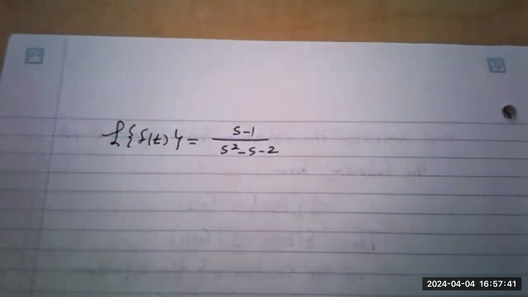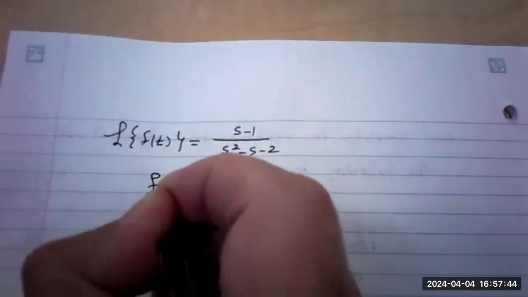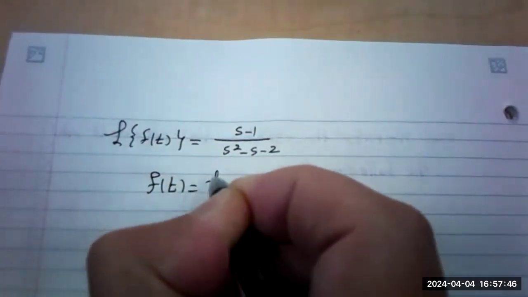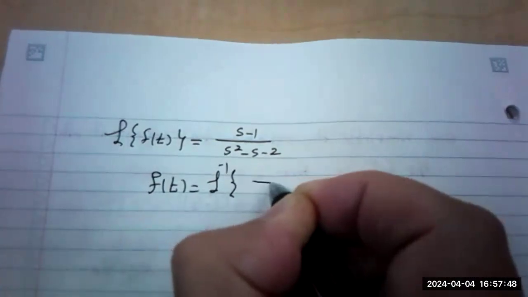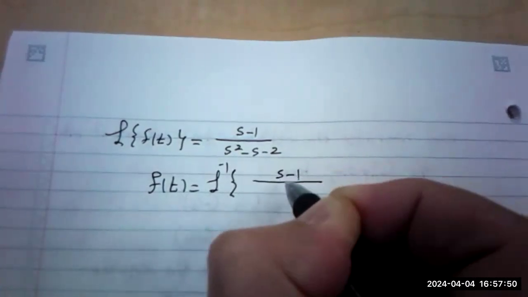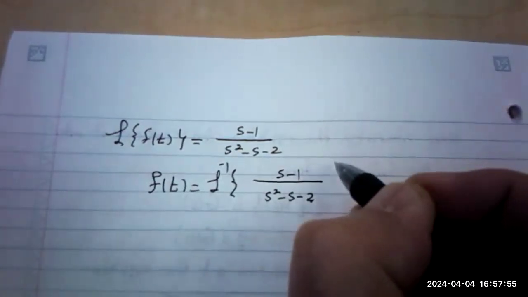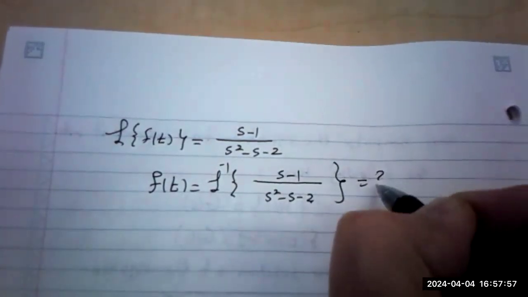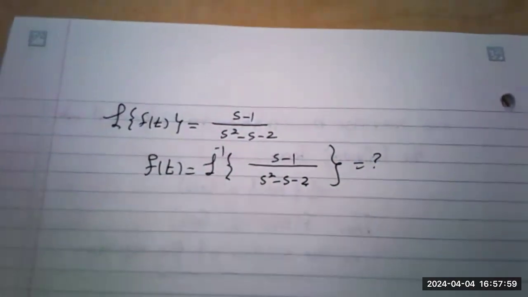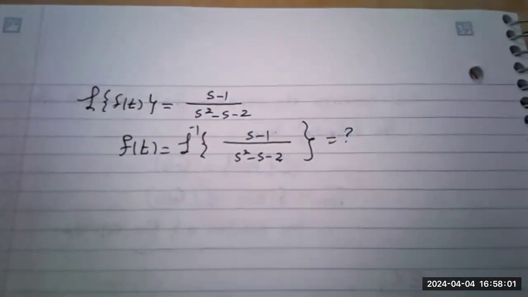So now you know that f of t would be what? F of t would be Laplace inverse. Okay, Laplace inverse of what? Laplace inverse of s minus 1 over s squared minus s minus 2. So your job is to find the Laplace inverse. All of them would end up with this.